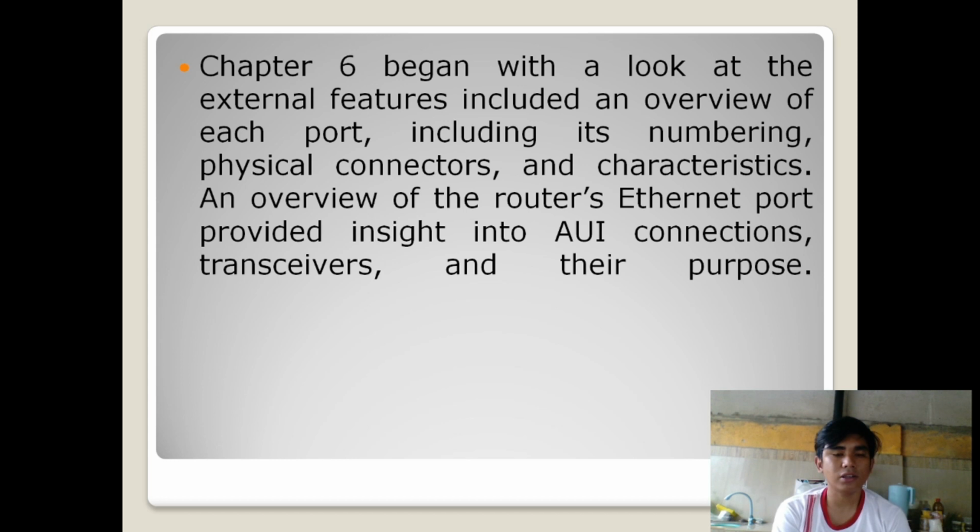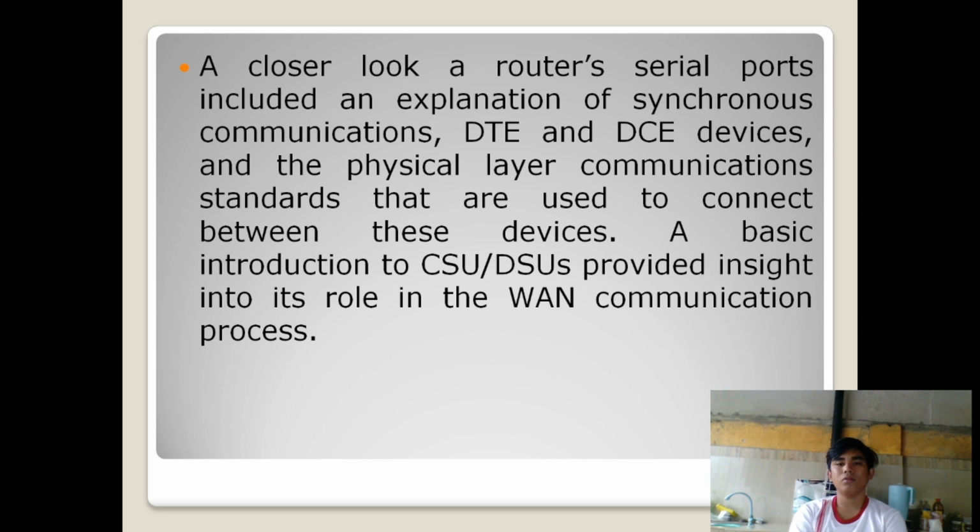So in this chapter, chapter 6 began with a look at the external features, including an overview of each port, including its numbering, physical connectors, and characteristics. An overview of the router's Ethernet port provides insight into AUI connections, transceivers, and their purpose. A closer look at a router's serial ports included an explanation of synchronous communication, DTE and DCE devices, and the physical layer communication standards that are used to connect between these devices.